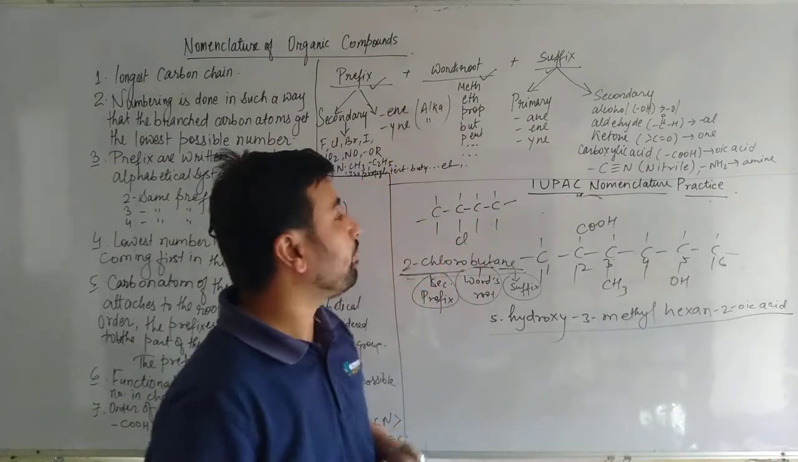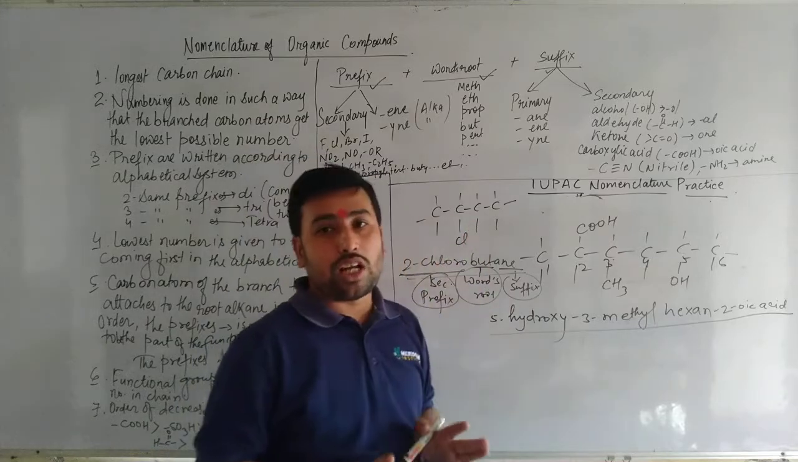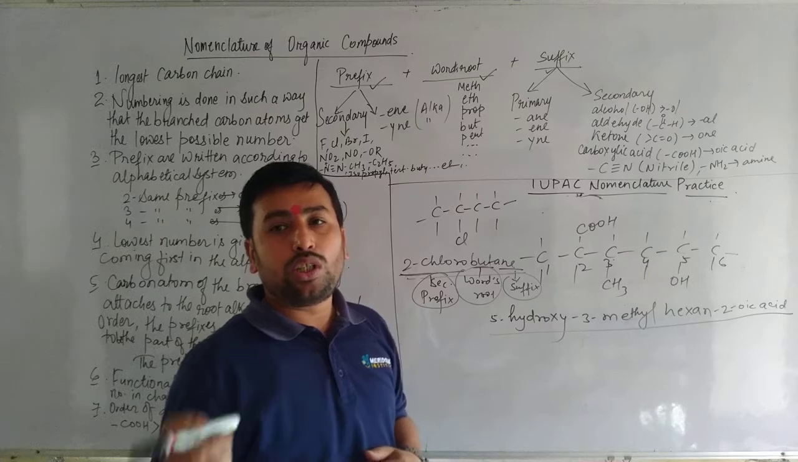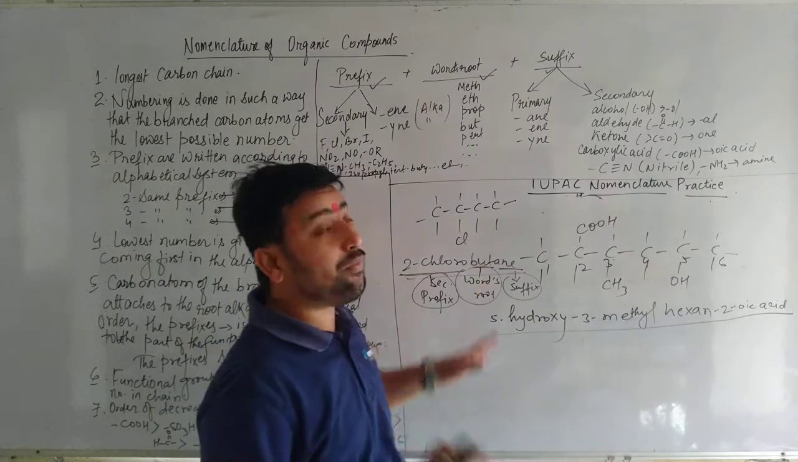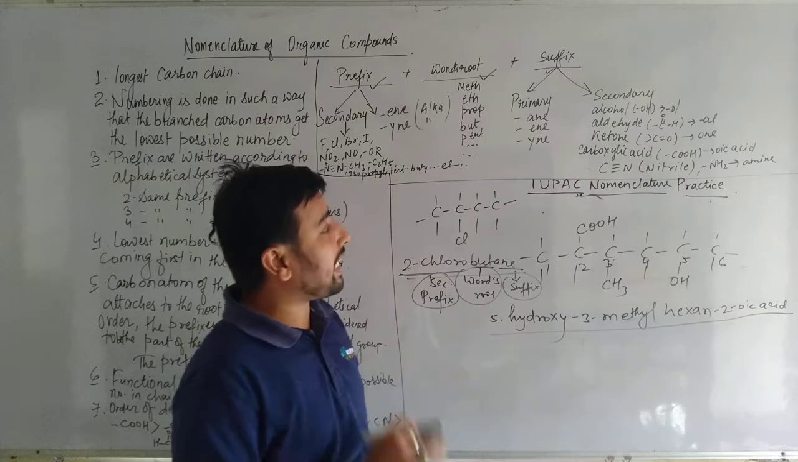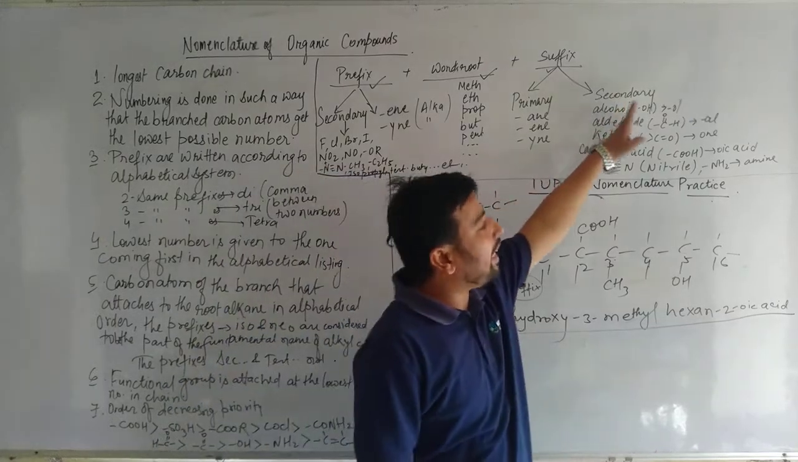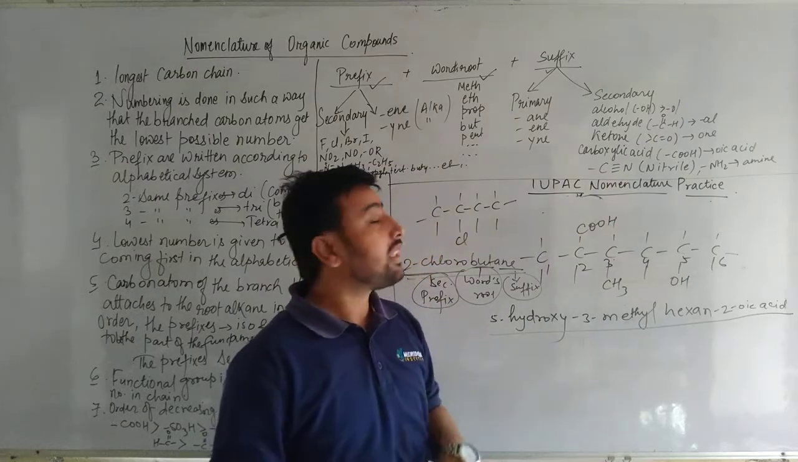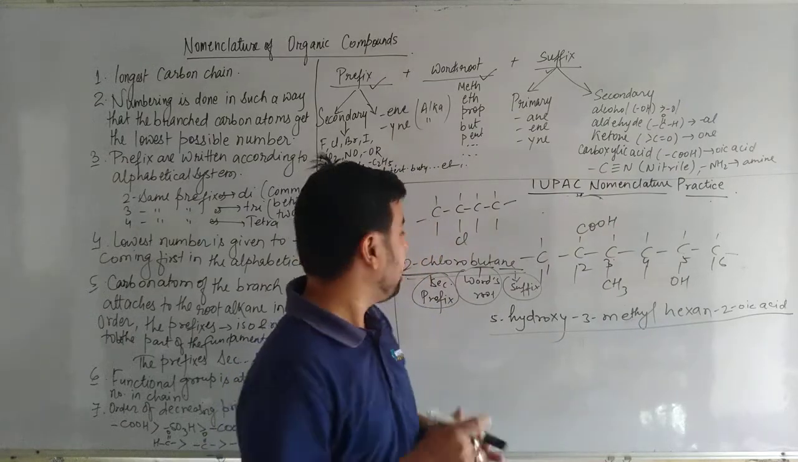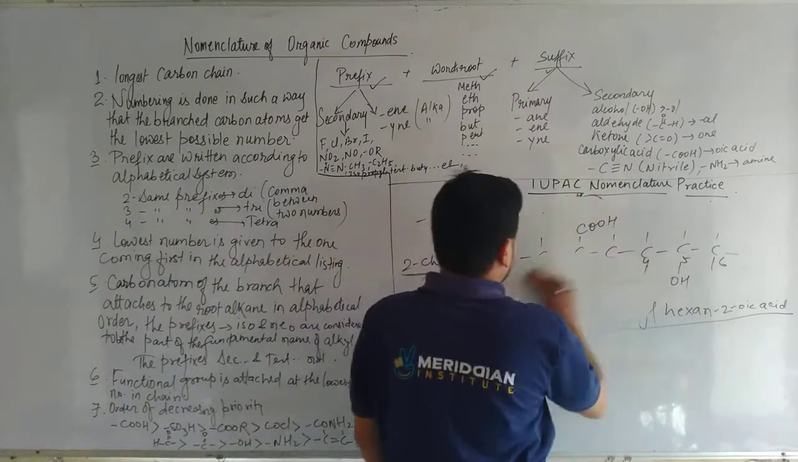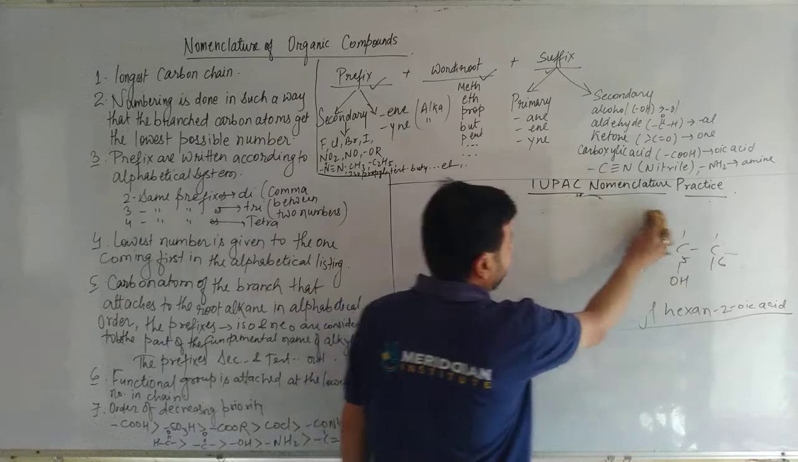Suffix is of two types. If there is no functional group given, then you have to write the primary suffix: ane, ene, yne. If a secondary suffix is also given, then for secondary suffix, I have given here alcohol, which will be denoted as OH, and its secondary suffix is ol. Just suppose I am giving you some functional group and you have to write the name of the compound.